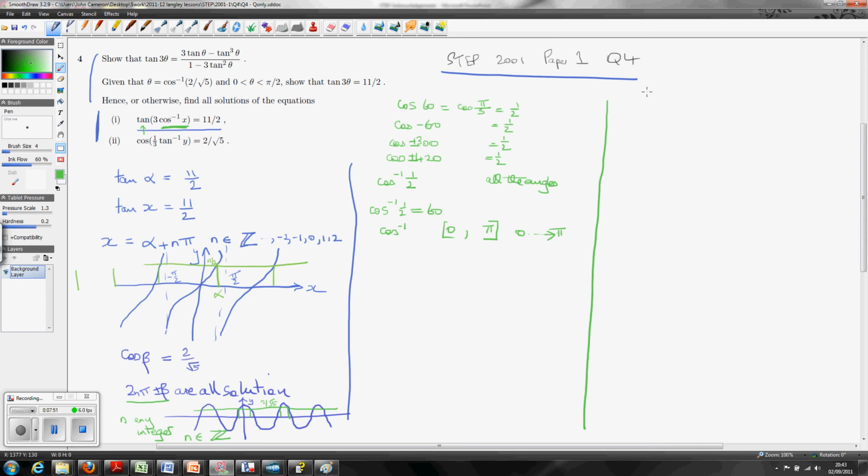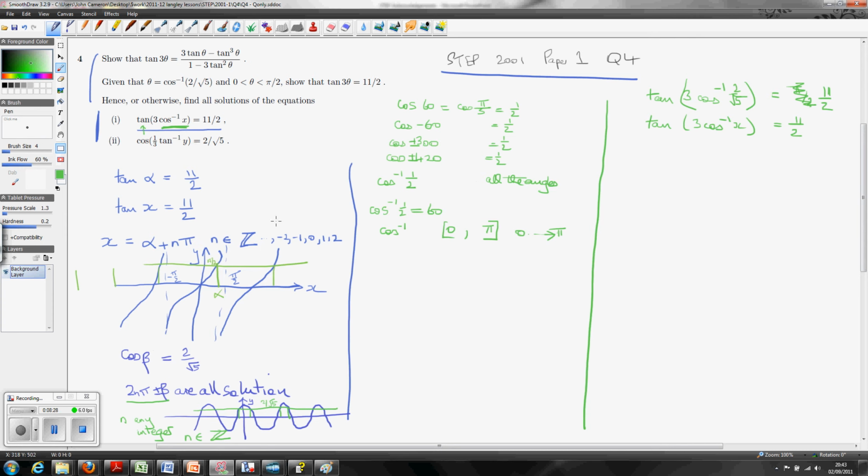First of all, notice that what we've already proven in the first part is that tan of 3 theta, where theta is cos to the minus 1 of 2 over root 5, 3 of all of that is equal to 11 over 2. Not pi over 2, sorry about that. Let's try again. 11 over 2. And what we're asked to find out are all the solutions of tan of 3 cos to the minus 1 of x is equal to 11 over 2.